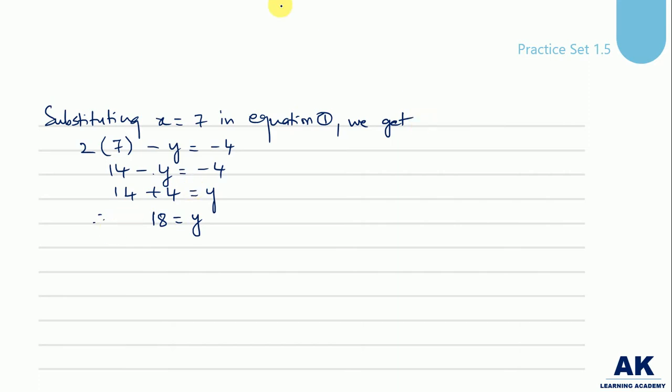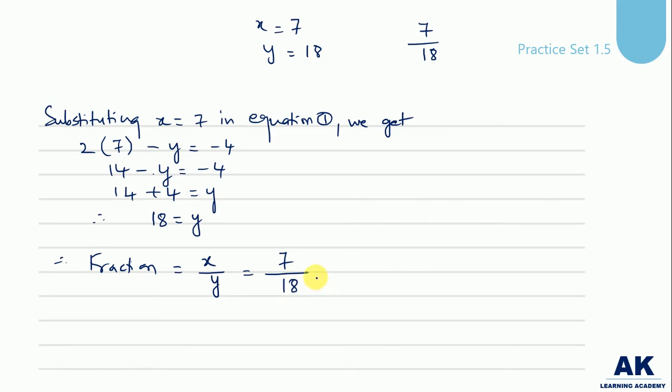So we know that x is equal to what? 7, and y is equal to what? It is 18. So fraction is what? 7 upon 18. Therefore fraction is equal to what? It is x by y, which is equal to what is x? It is 7 divided by 18, right? Therefore the required fraction is 7 upon 18.